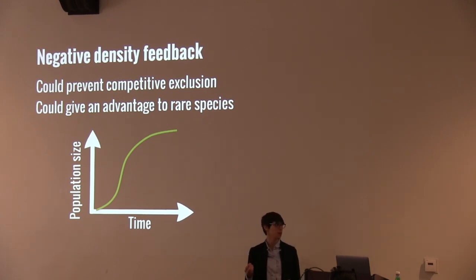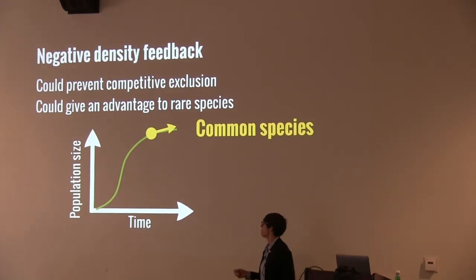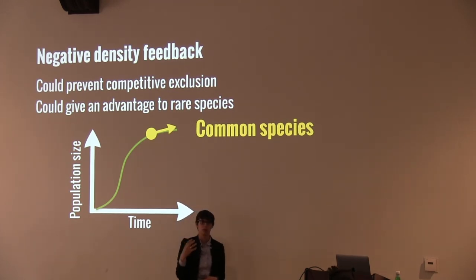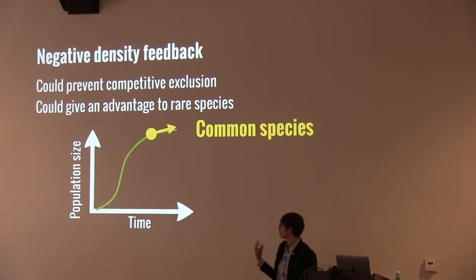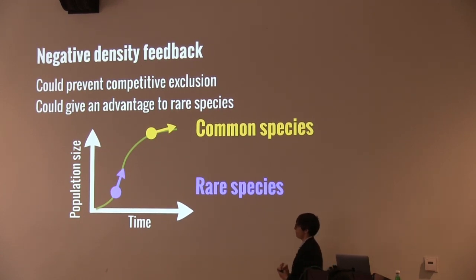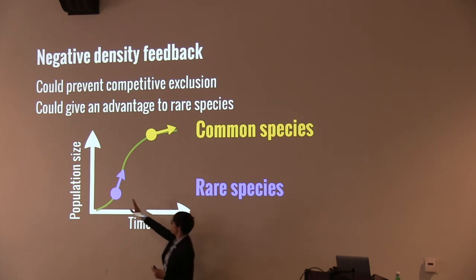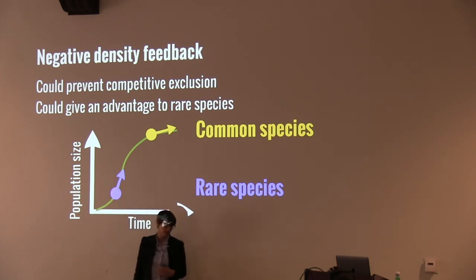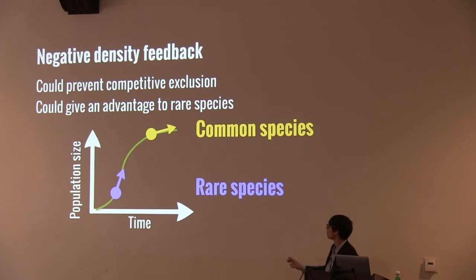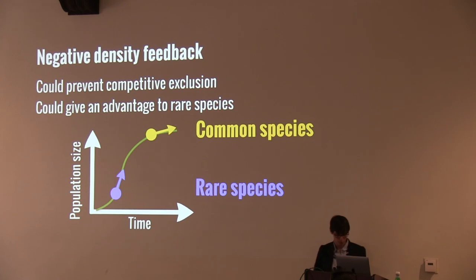So let's say you're very abundant. That means you're going to have a lot of negative feedback, so you can't really increase in size much more. But if you're a rare species, you have very low density, so you don't experience a lot of negative density dependent feedback, so you can increase much more rapidly in size. So you kind of escape these negative effects. For the rest of the talk, common species are always going to be in yellow, and rare species are going to be in blue.